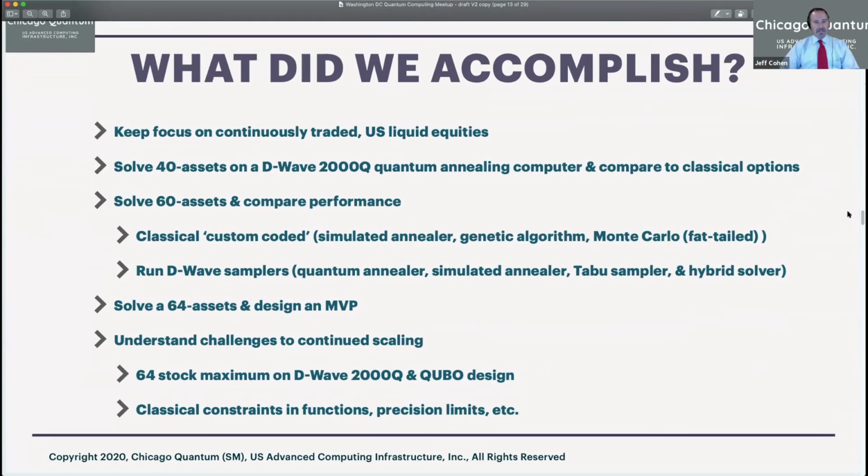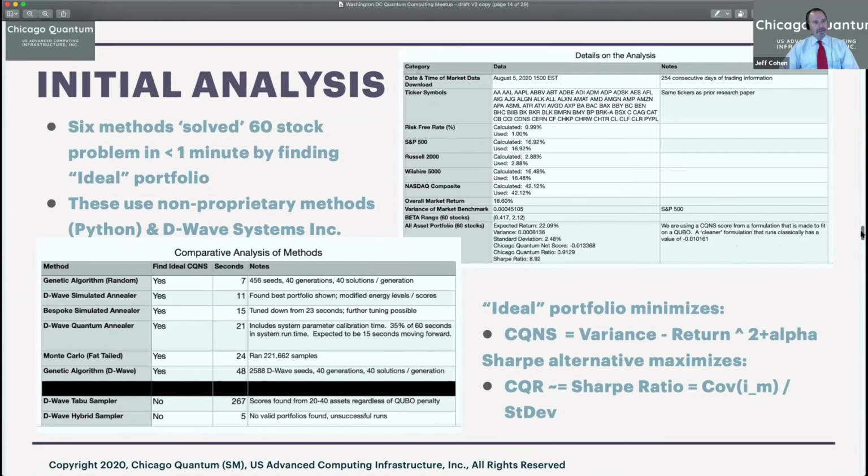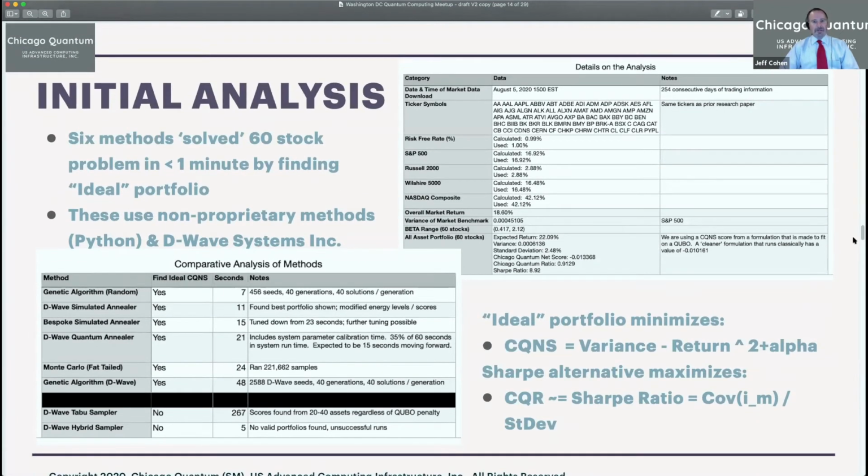So, all right. Per Alex's suggestion, I'm going to go past the what-did-we-accomplish slide, and I'm going to move on to our initial analysis. This is the results from our second paper, the 60 stock problem. And again, I'll remind people, please ask questions, make comments, make chats. I love the questions. That makes it so much more fun, actually. So again, this is from the paper. We had 6 methods that solved the 60 stock problem in under a minute.